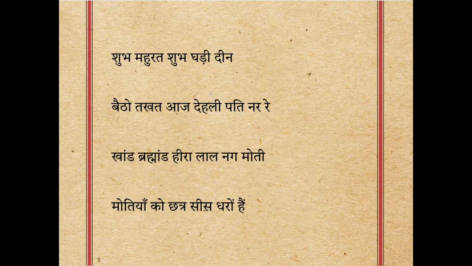The verse attributed to Tansen is metrically a little unusual, and so I'm going to set aside for the moment the question of its poetic meter and go straight into the lyrics and their meaning. The first line begins, Shubha Muhurat, Shubha Ghadi Dina. Shubha, you probably know, means auspicious. Muhurat is a tadbhava form of the Sanskrit term muhurt.